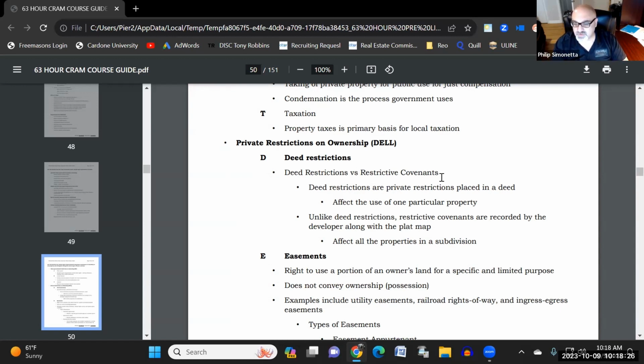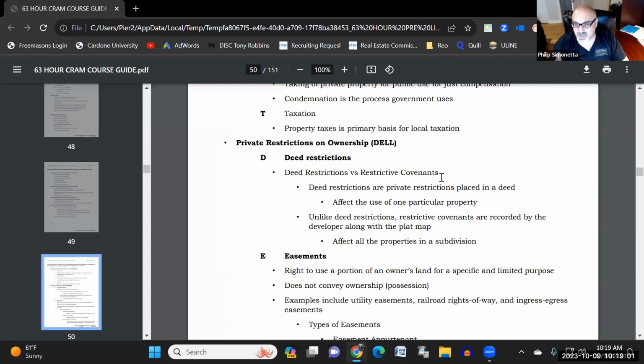So deed restrictions are private restrictions placed in a deed, and they affect the use of one property, right? Remember I talked about, like, if I own a restaurant and I buy a building across the street and I'm moving my restaurant to that building, and I own the building where my restaurant is, I can put a deed restriction that you cannot put a restaurant in this building for 100 years. So the new buyer would have to accept that. They accept that, nobody's putting a restaurant there for 100 years. That's a deed restriction. It's for one property and the owner does it.